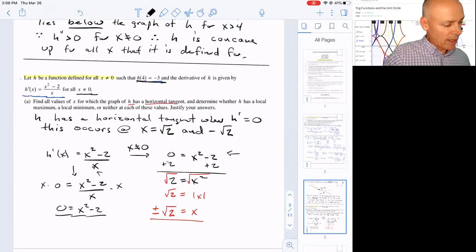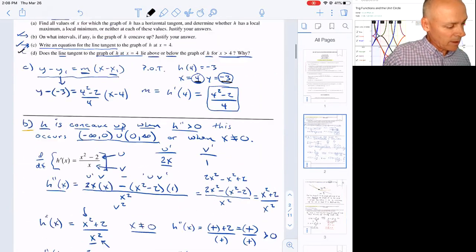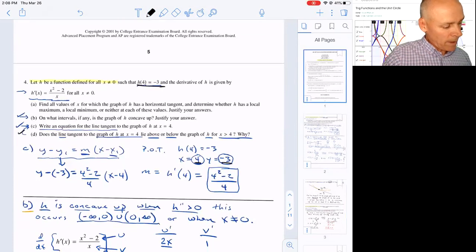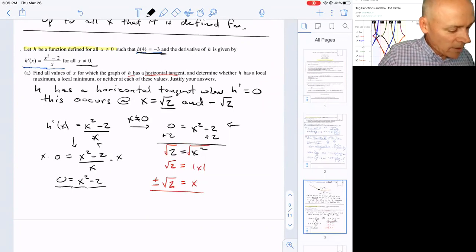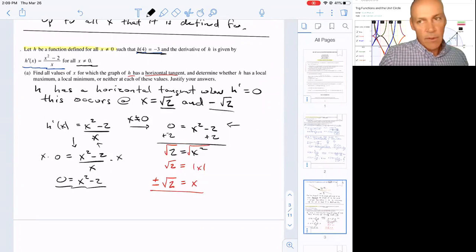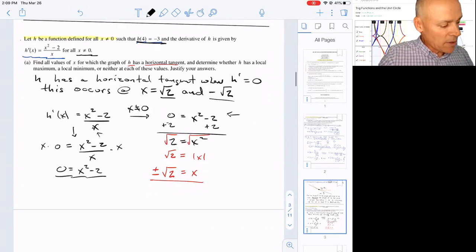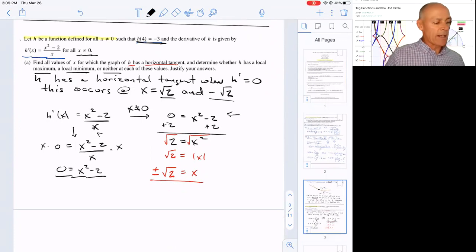Just double checking that I don't have any interval that I'm living in. Go back here. Nope. The only restriction on my domain is that h is not defined for x equal to 0. So both of those values are fair game. So at positive root 2 and at negative root 2, the first derivative is equal to 0, and therefore h has a horizontal tangent. Now I want to look and see, are those going to be a local max, a local min, or neither at each of those values?